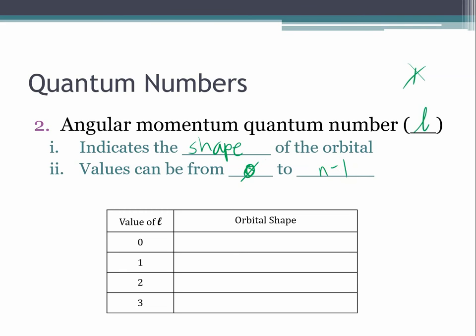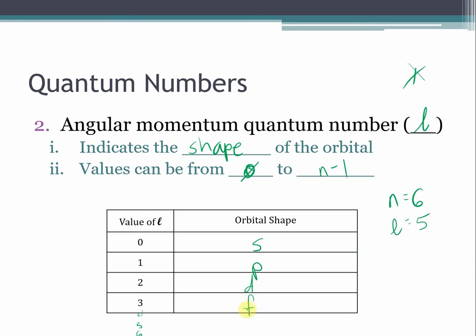The values of L go in the same order as the orbital shapes we've already learned. Your lowest value of L, which is 0, is your lowest energy orbital. That's your s orbital. If L has a value of 1, that is your p orbital. If L has a value of 2, that is a d orbital. And if L has a value of 3, that is an f orbital. If you have n equals 6, then you could technically have an L value all the way up to 6 minus 1, which is 5. So we could have values of L that are 4, 5, 6 even.